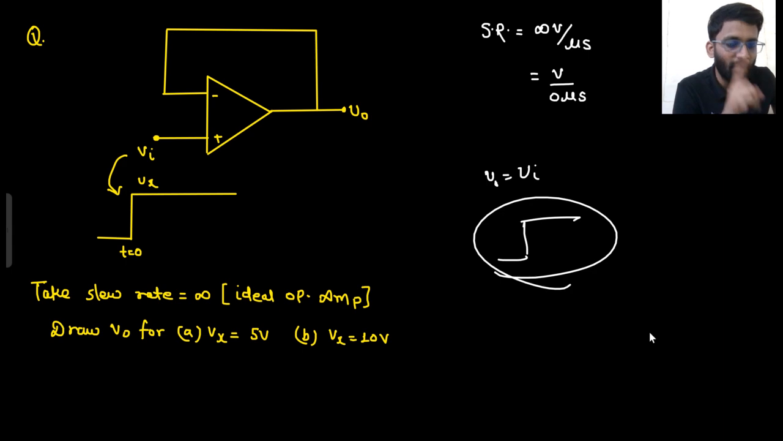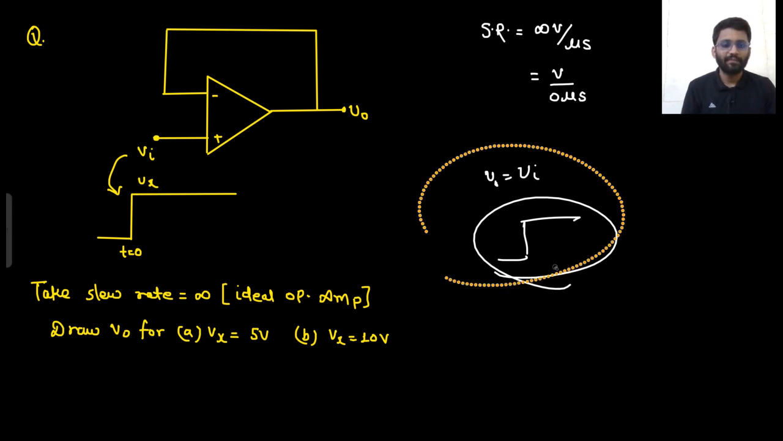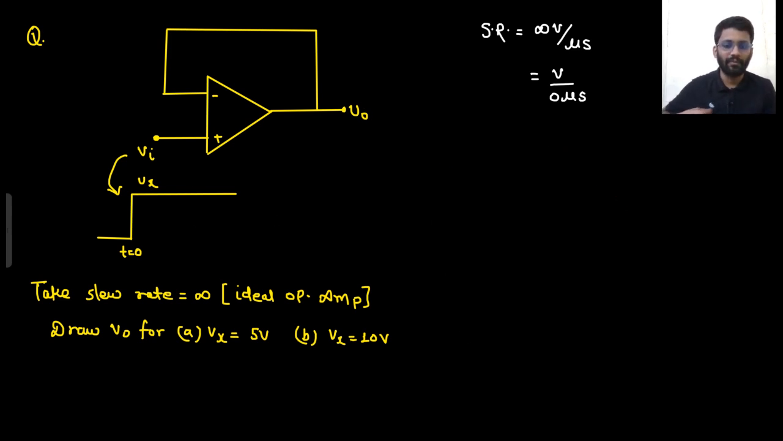But the slew rate is infinity. What does that mean? That it takes 0 microsecond for the OpAmp to reach any particular voltage, be it 5 volt, 10 volt, 15 volt, 1000 volt, 1 millivolt, 1 megavolt, 1 kilovolt, or any voltage. In 0 microsecond, it will reach. That means immediately it can reach. Say yes or no. Right? Output will simply follow the input. So what will be the answer for E? Your output waveform will simply be the same as the input.